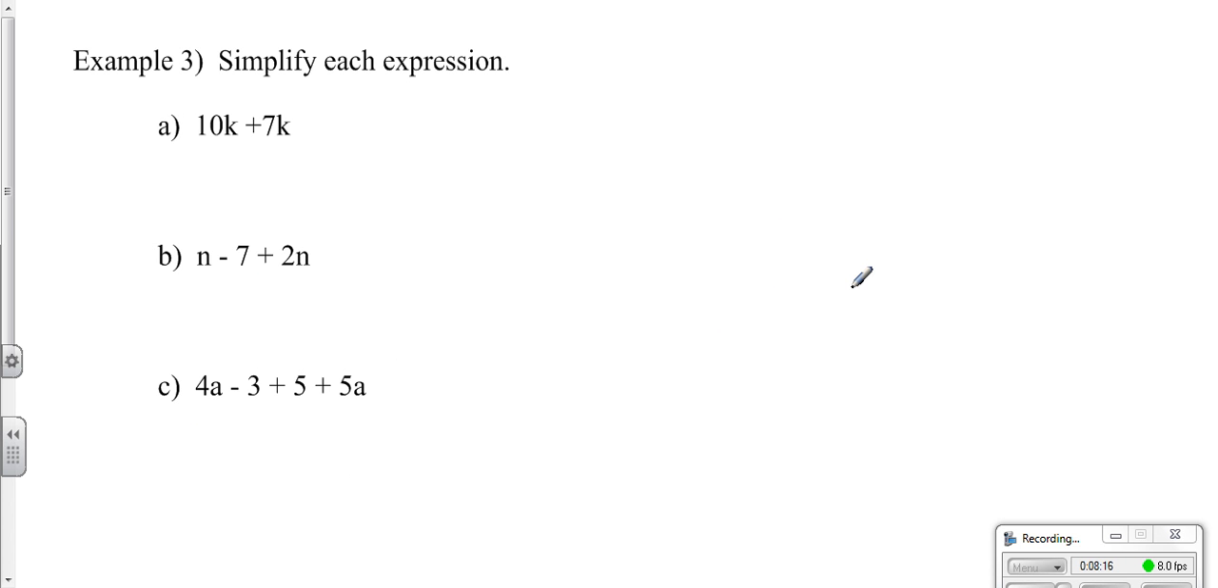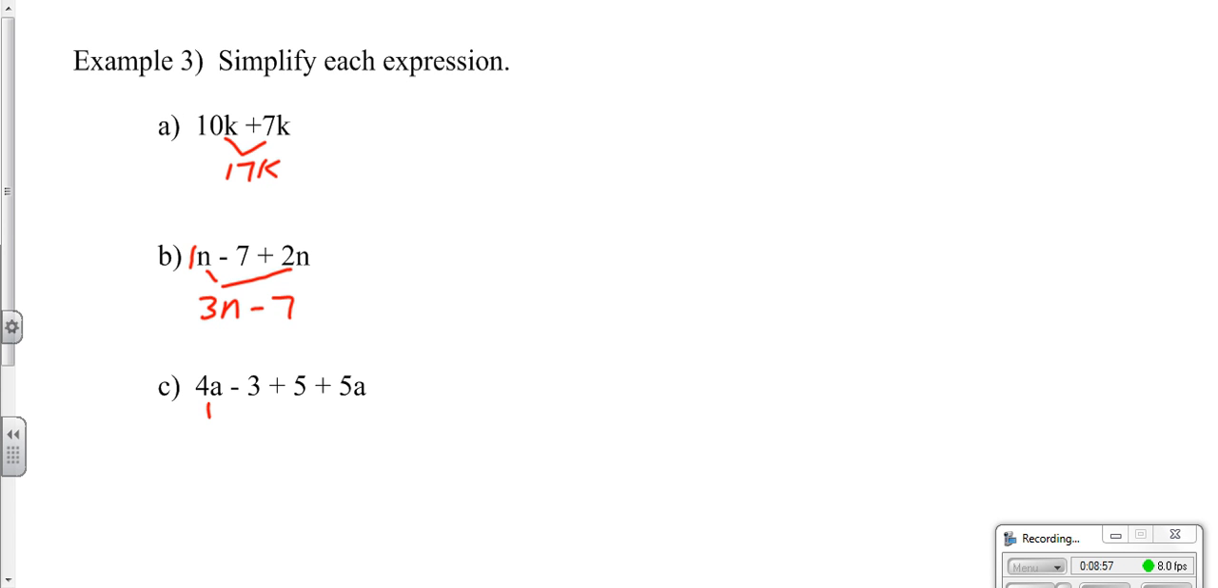Alright, let's simplify each expression. In this first one here, we have a k variable in each one. These are considered like terms. So there's 10 k's here and 7 k's there, so together we can put them together and write 17k. On the B, notice we have n and a plus 2n. Those are like terms. Now there's a 1 in front of n, so when I put them together I have a 1n plus a 2n to give us 3n. And 7 is still a minus 7. No like terms for that one.